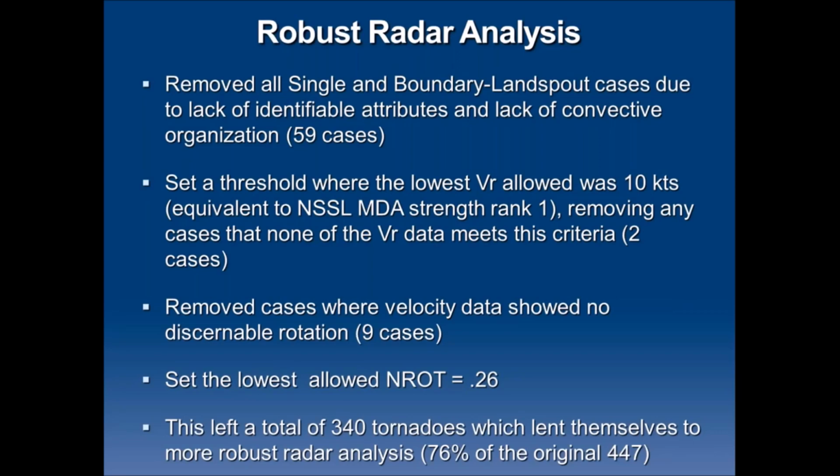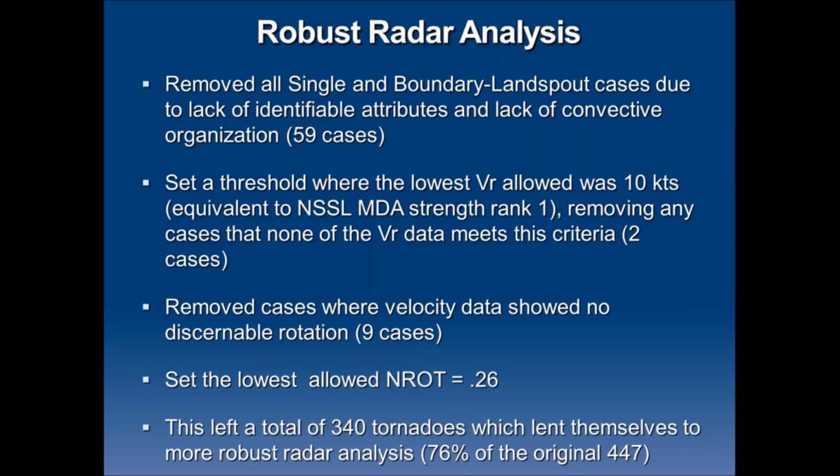As far as statistics for normalized rotation, we set the lowest value of normalized rotation at 0.26. And just a comment on the normalized rotation: we went with just the default settings that are available in GR2. We didn't attempt to make any changes to any of the adaptable parameters within the normalized rotation that you can.